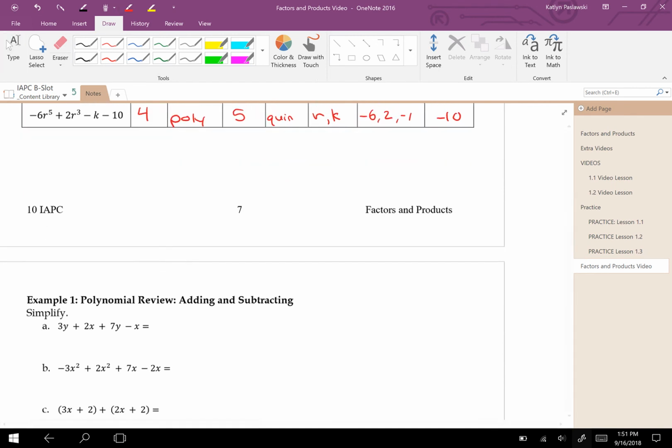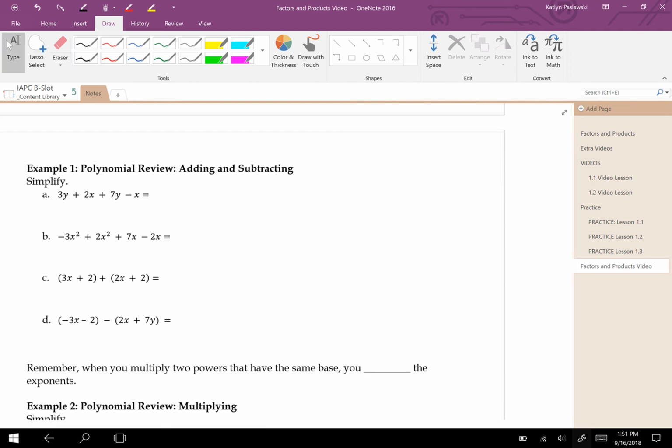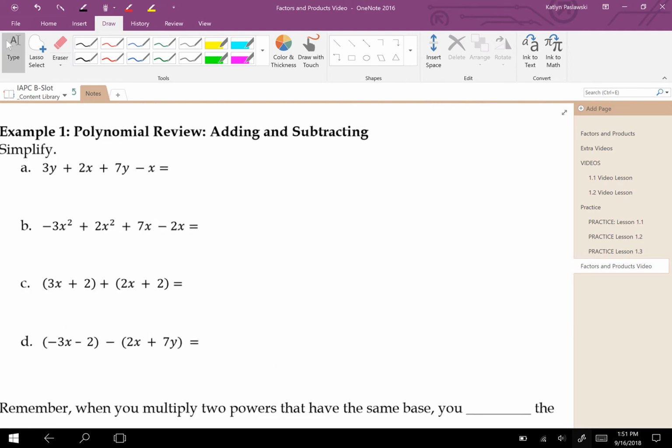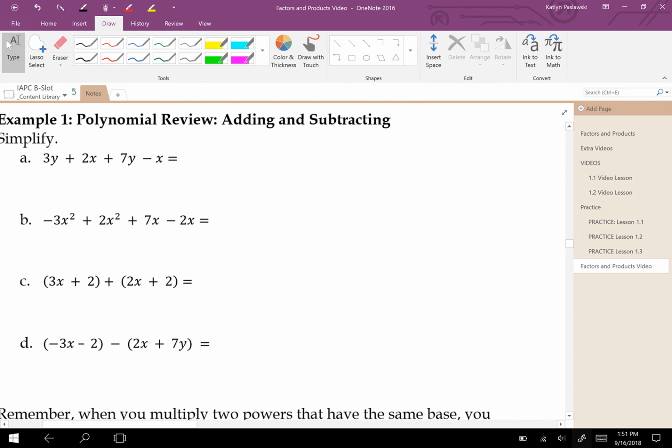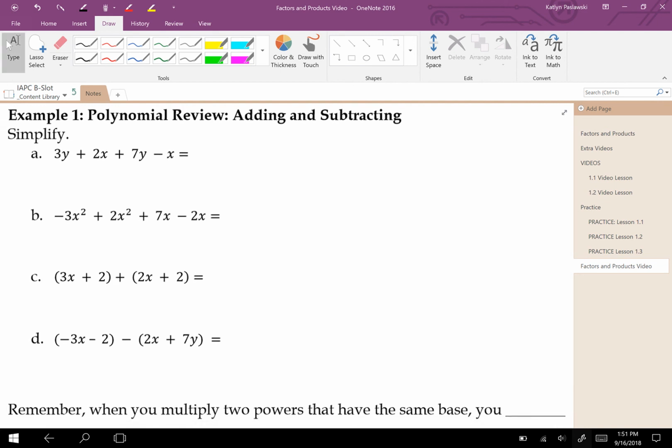Moving on, reviewing how to add and subtract polynomials. So we're going to simplify these terms. So we want to combine like terms. A like term has to have the same variable and same degree. So here we can combine 3y plus 7y, and we combine 2x subtract y. So that would give us 10y plus x.